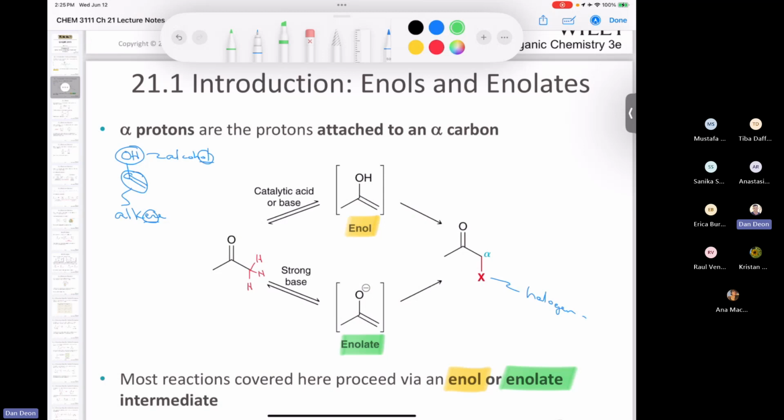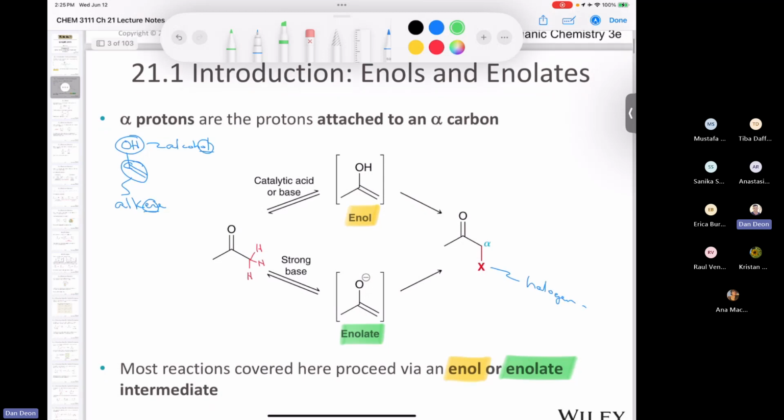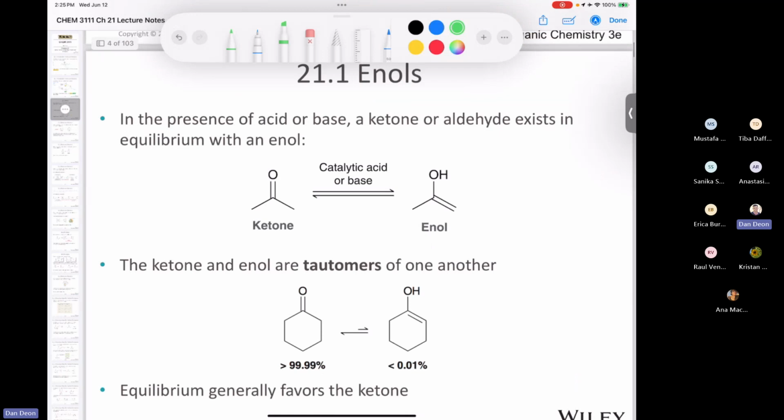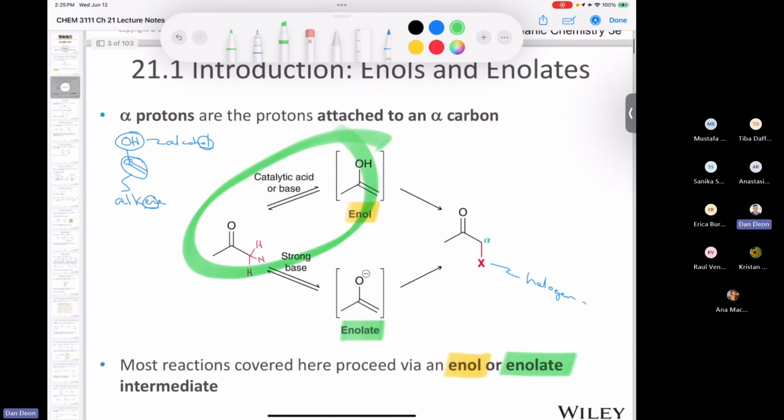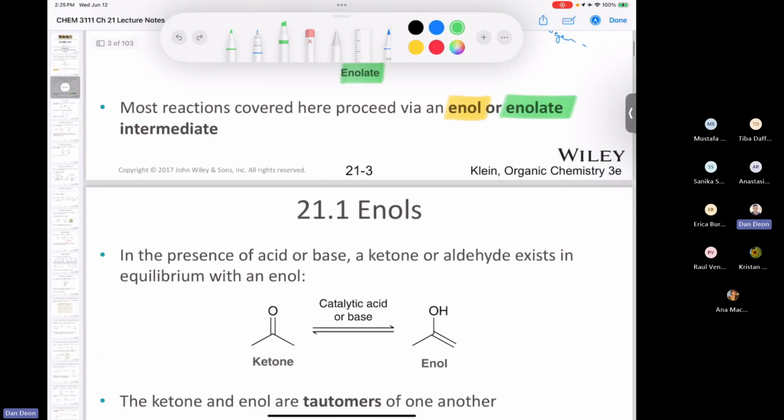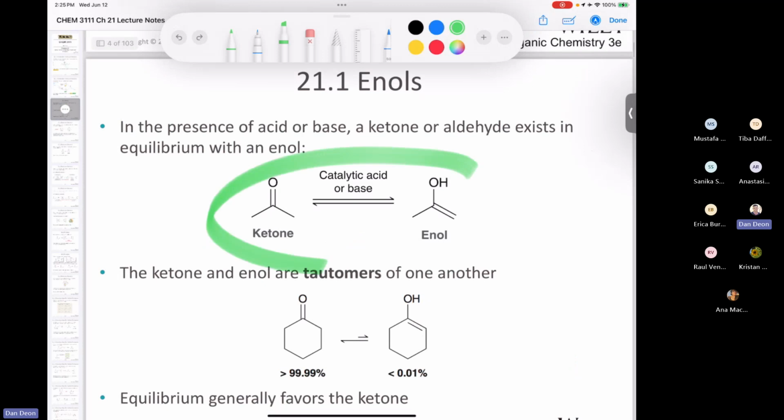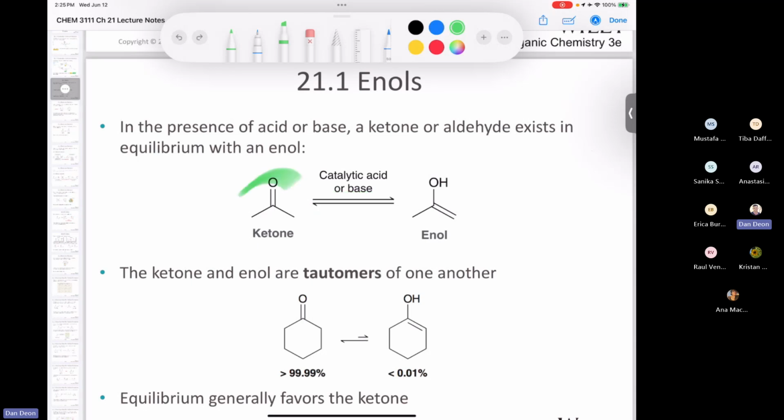So let's start by talking about enols, and then we'll get into enolates a little bit after. So again, what did it say right here? It said if you take a ketone or an aldehyde and you put it in the presence of a catalytic amount of acid or base, you end up with the enol, and there's an equilibrium here between the enol and the ketone or aldehyde form. So let's take a look here. If you have acetone, which is I guess the simplest ketone you can have, you see its enol form over here. Again, it says there's an equilibrium between the ketone and the enol. You guys know what equilibrium is.